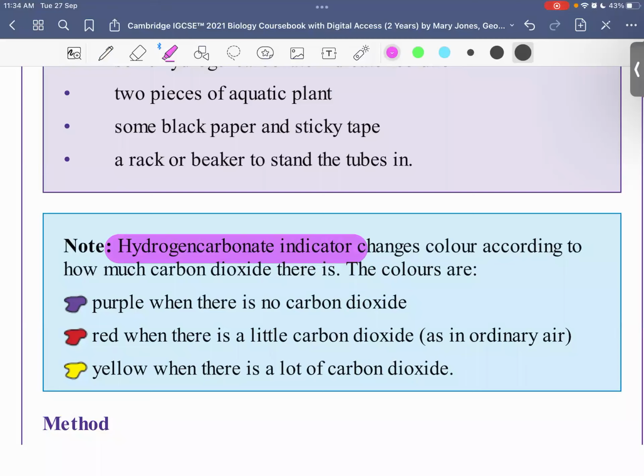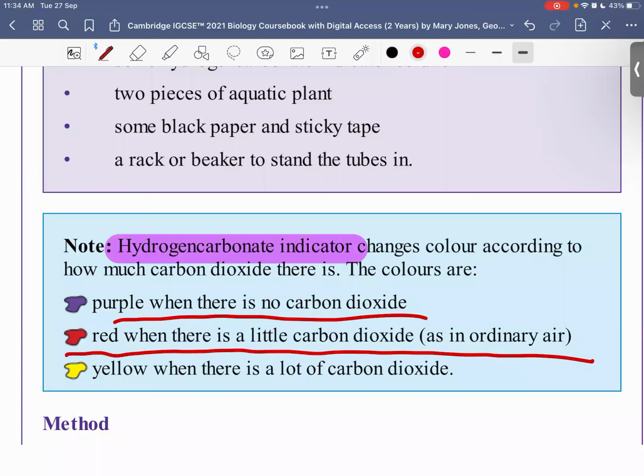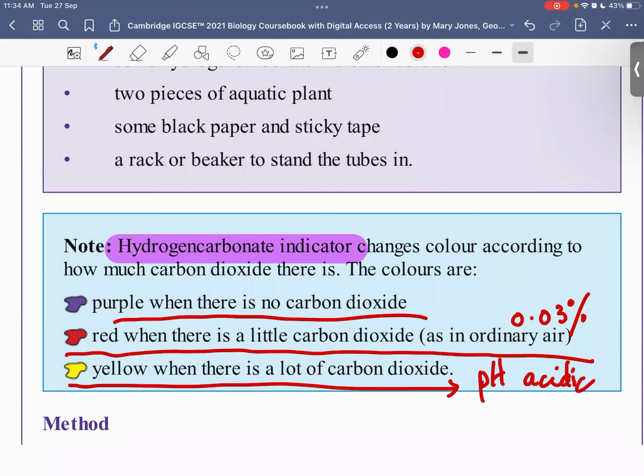If you use the indicator, it will change color according to how much carbon dioxide there is. The indicator will change to purple when there is no carbon dioxide. It will change to red when there is little carbon dioxide, as we have in the air, which is around 0.03%. And it will change to yellow when there is a lot of carbon dioxide. In other words, the indicator changes to yellow when the pH is acidic, to red when it is slightly acidic, and when there is no carbon dioxide, it remains purple. Let's see how this is done.